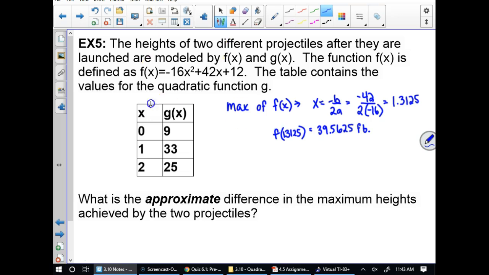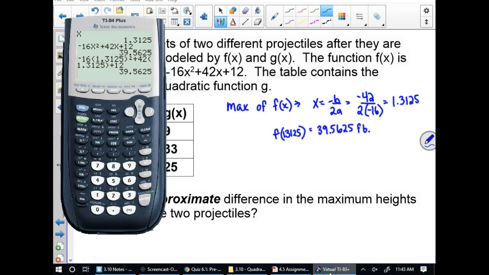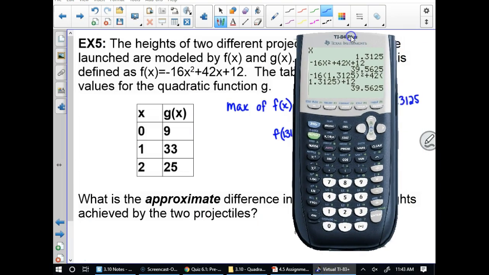We did not have to do it this way. I could have graphed it and found the maximum. Okay, so I'm just trying to show you where we can use lots of the different things we've learned in a lot of different ways. Now, for the second one, I don't have an equation, so I've got to get an equation first. So, what are we going to have to do to get an equation for g of x? I heard it, the R word, regression, right?